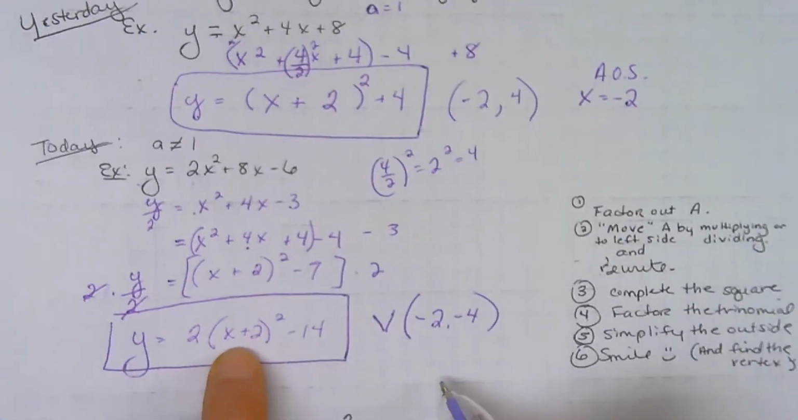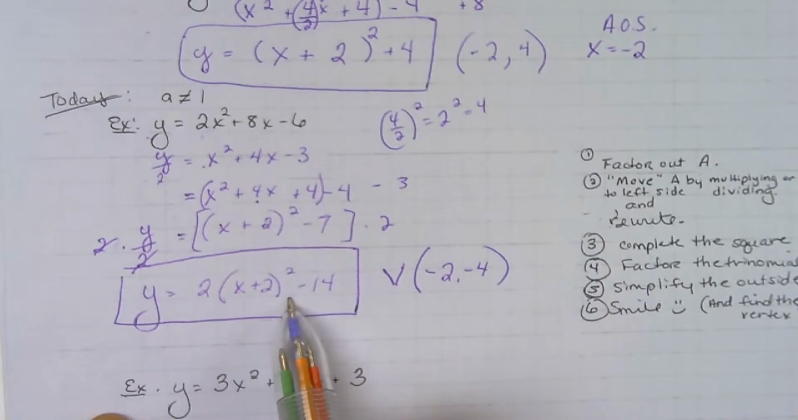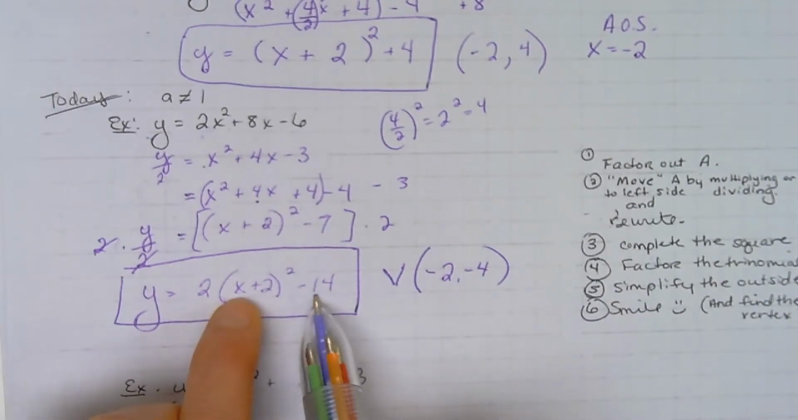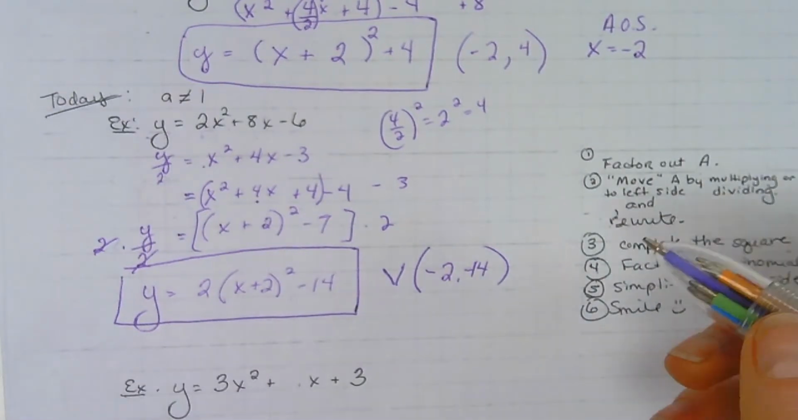Very quick to see. Whoops, I'm sorry. Let's try that again. There's our vertex form, and our vertex is negative 2, negative 14. Okay, let's do another one.